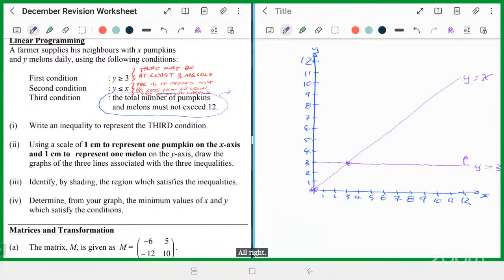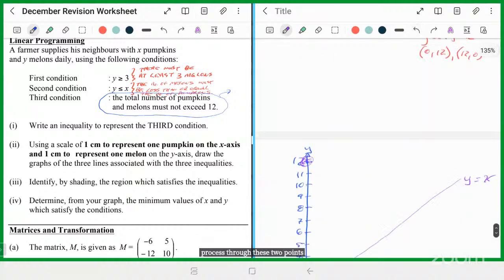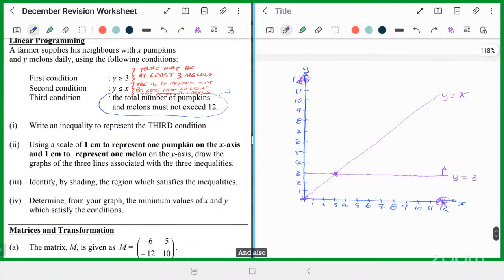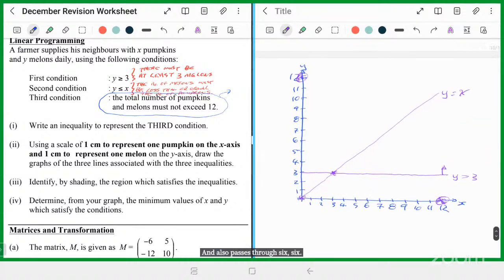The next line we're drawing is the x plus y equals 12. It passes through 0, 12 on the y-axis. Passes through 12, 0 on the x-axis. Passes through these 2 points. The line x plus y equals 12. And it also passes through 6, 6, and passes through 9, 3. Passes through points where x plus y equals 12. That's it. Label the line with the equal sign: x plus y equals 12.